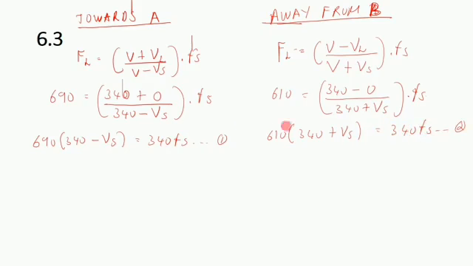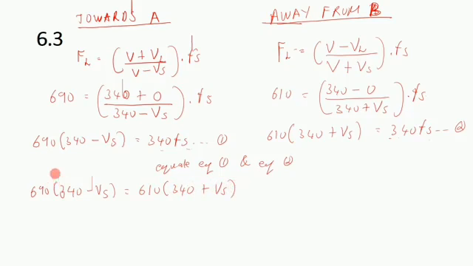Now we can see that both equation 1 and 2 have the same subject of the formula, which is this 340 Fs, right? So we can now choose to equate these two equations, since they are expressed in the same variable, or the same subject of the formula. So we can equate equation 1 and equation 2, right? That means we're going to take this whole expression here and equate it to this expression. So we have 690, and then in brackets 340 minus Vs equals 610 (340 plus Vs).